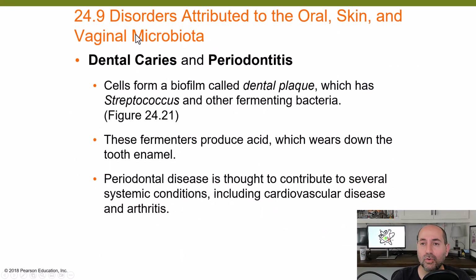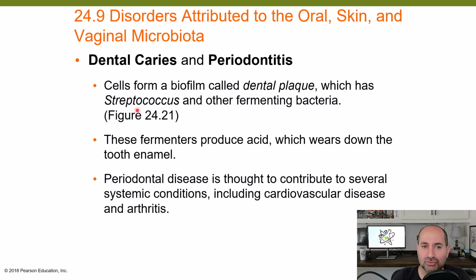Let's carry on. Here we're talking about mouth or oral microbiota and some of the diseases that can be caused by them. Remember, in the mouth, you have Streptococcus, which can attach to the tooth enamel and cause dental caries, also known as cavities, as well as get into the gums and cause periodontitis, also known as gingivitis, or gum disease. Cells form a biofilm called a dental plaque, which has Streptococcus and other fermenting bacteria.